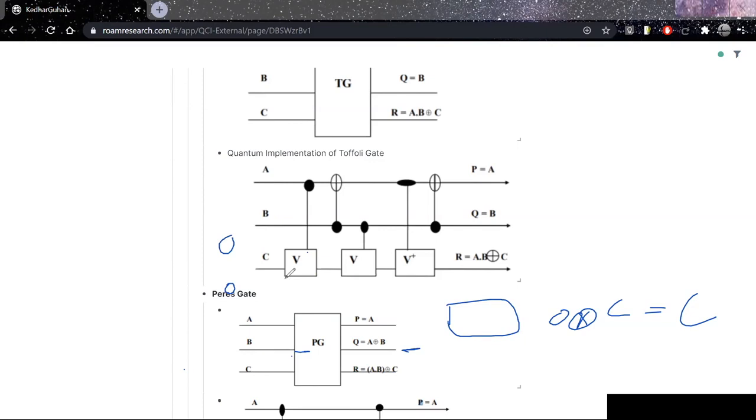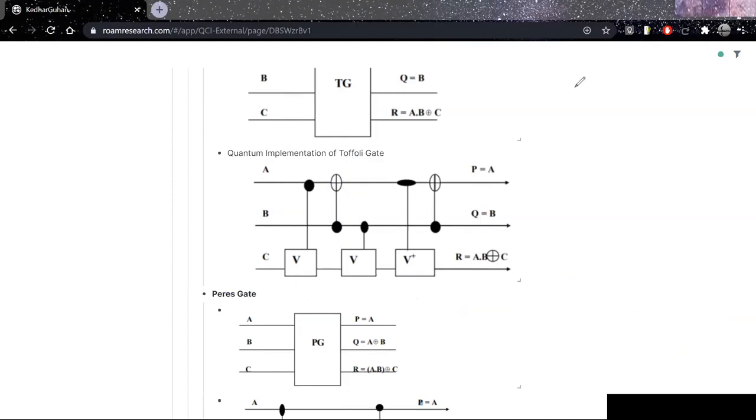Coming back to the circuit, A was 0 and B was 0. Because of that, this V gate is not applied, and again this V gate is not applied. When B is 0, this is a CNOT gate, so according to the CNOT gate, A is again not touched. This is still remaining 0, and this is also not applied, which means C is intact. That's what we wanted over here.